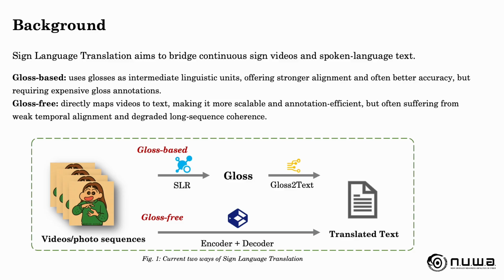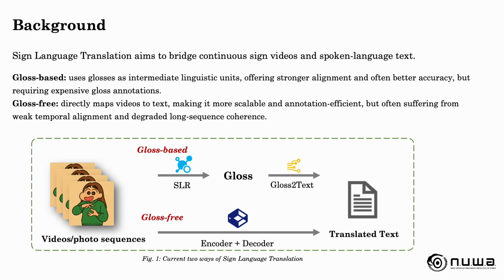Current SLT methods can be divided into two main types. The first type is gloss-based SLT. In this pipeline, the model first recognizes glosses from the input video. A gloss is a written label for a sign. Then another model translates the glosses into natural language text.